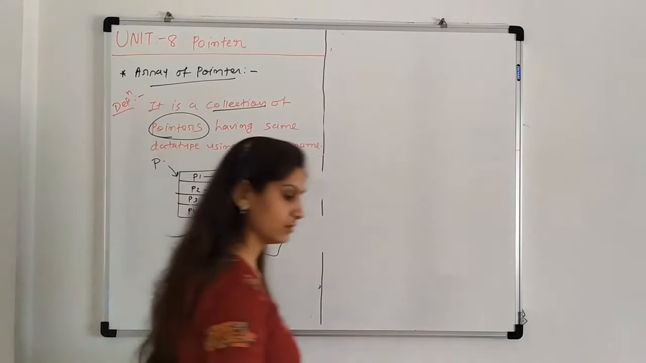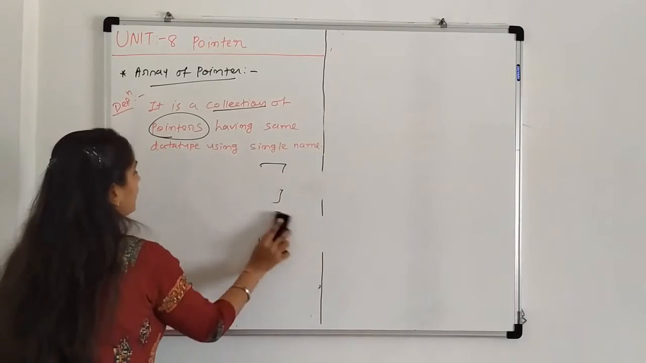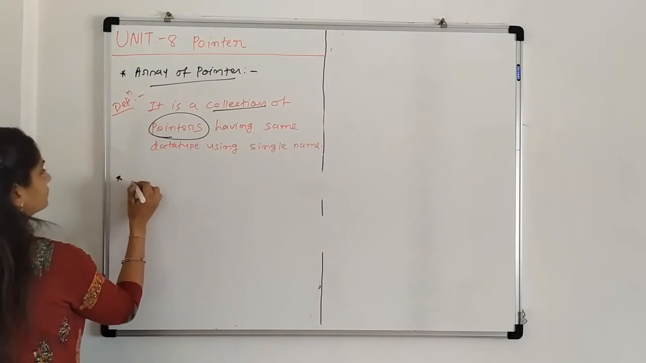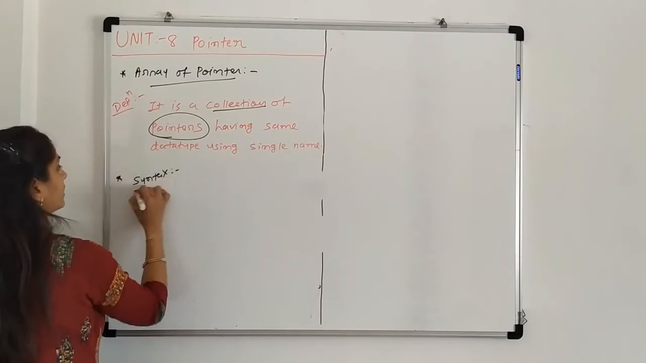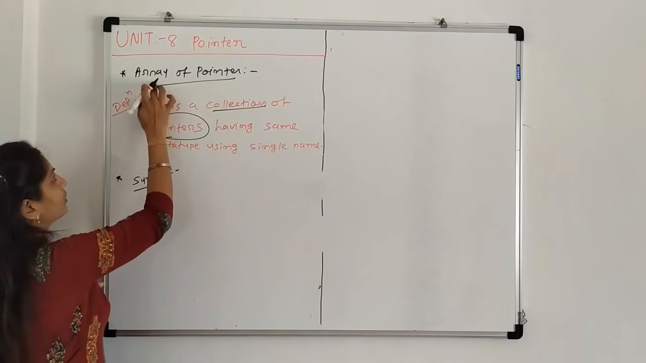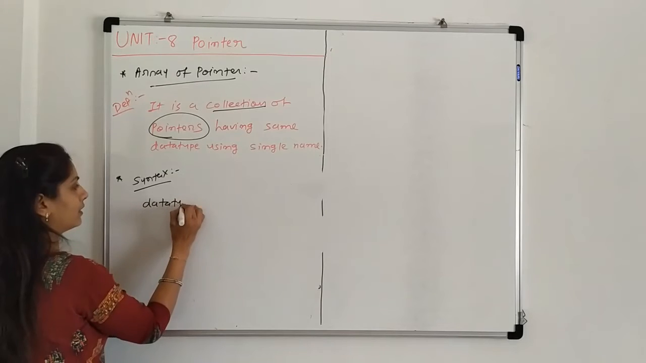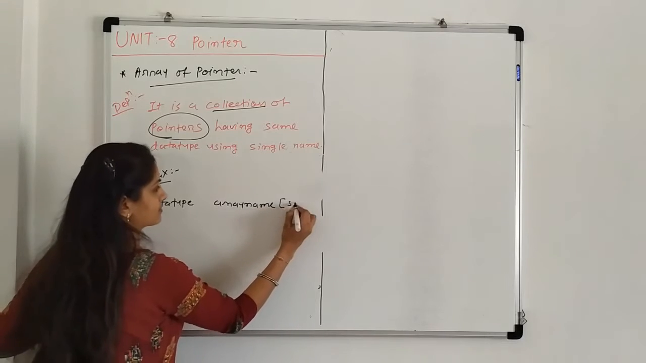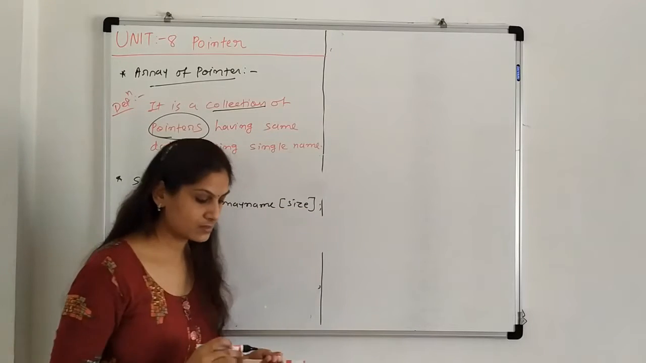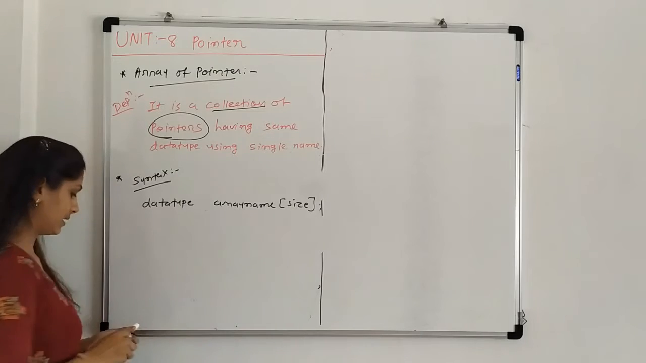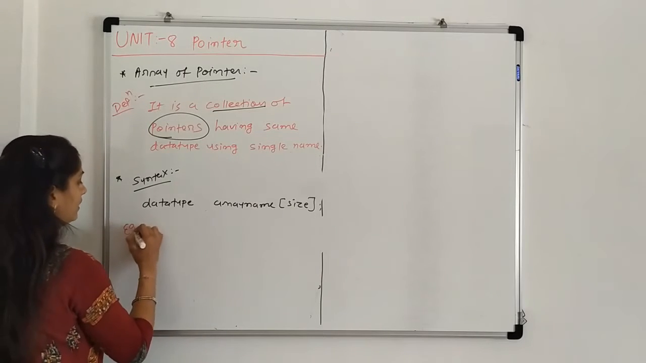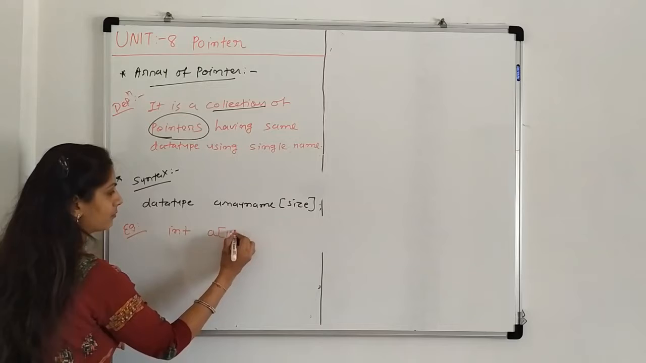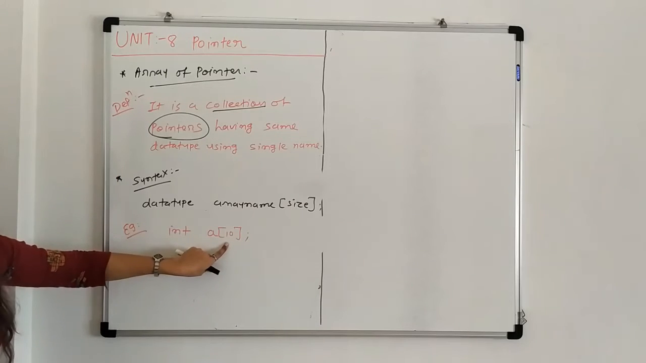Now how is it used, how does it work? For that, first the declaration. What is the syntax for the declaration of an array of pointer? For a simple array, what do we write? Data type, then array name and size. This is the syntax for declaration of an array. For example, the data type is integer, the array name is suppose A, and the size is suppose 10. So this is a simple array.